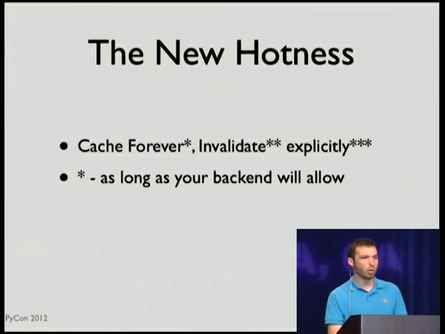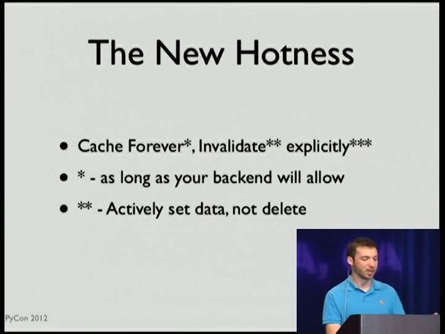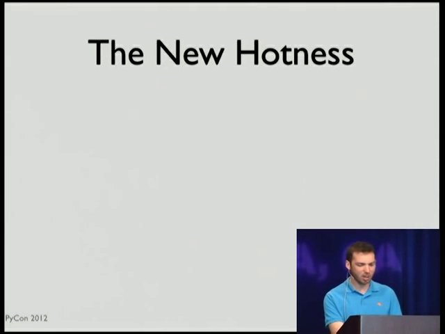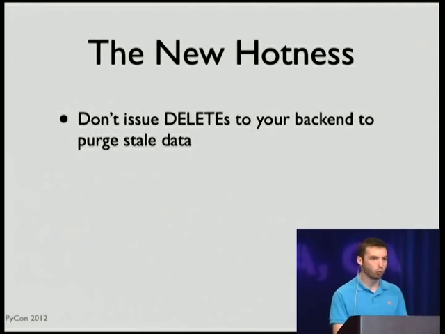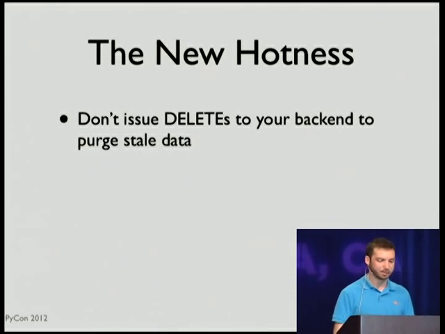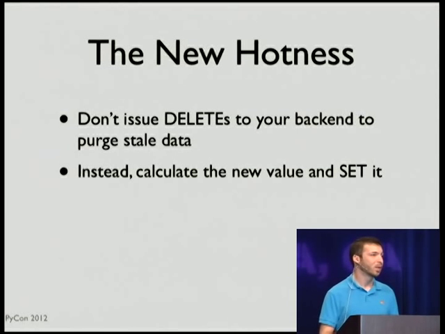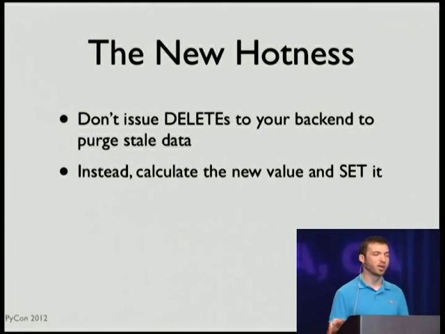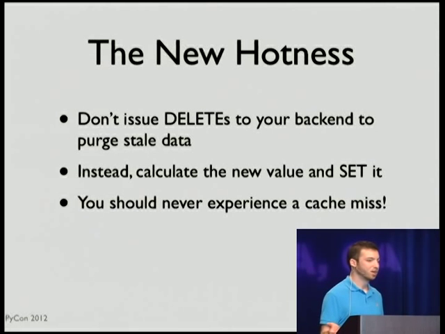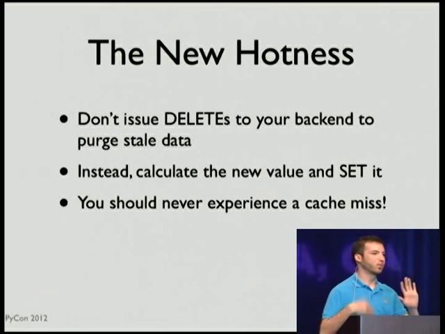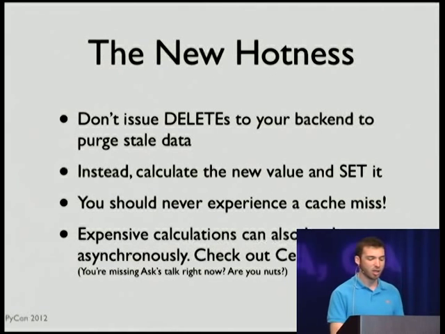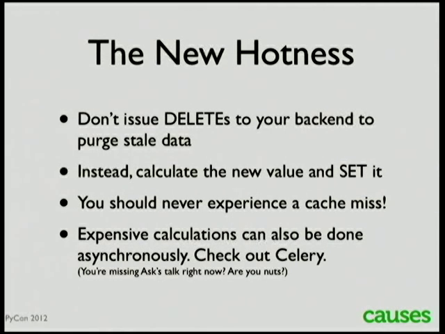When we say invalidate, what we want you to do is set data rather than delete it from your cache. And explicitly, you all should be familiar with import this. So don't issue deletes to purge stale data. When you issue a delete, there's this window for another client to request the value, and it's not there, and then you're sad. Instead, calculate the new value and set it. You just overwrite whatever the stale value was in the cache, and if you do this, then you'd never experience a cache miss. Instead, you just have this stale value until the fresh value is inserted in its place. And when you're doing these kinds of updates, if this is going to be an expensive operation, you can even go ahead and do these asynchronously, in which case you should check out Celery.